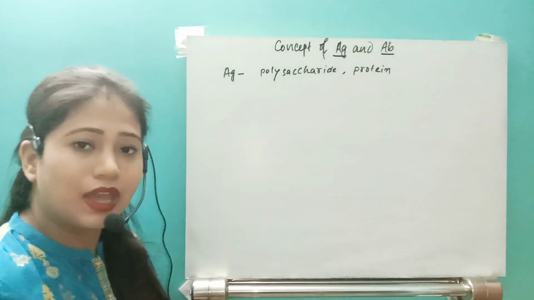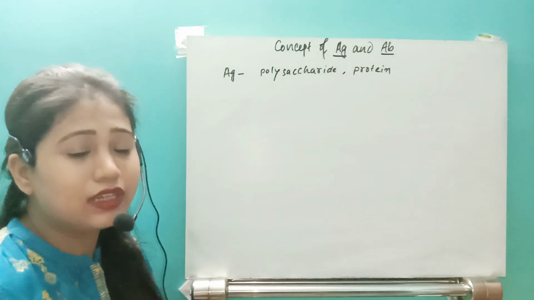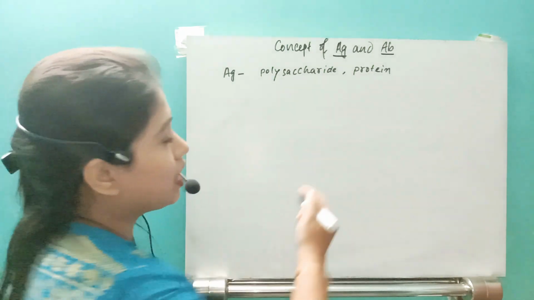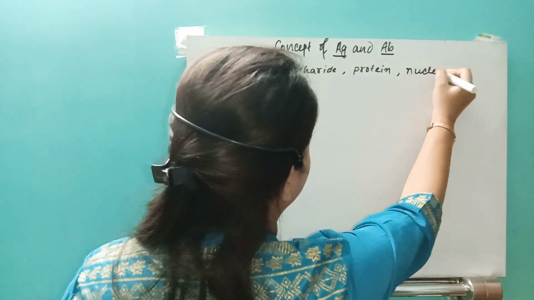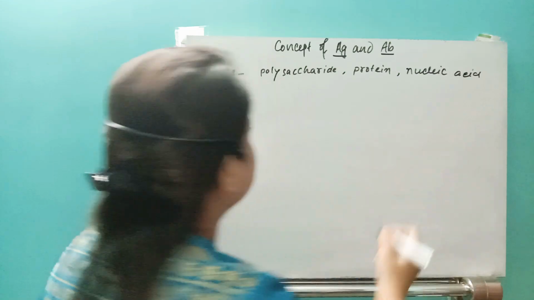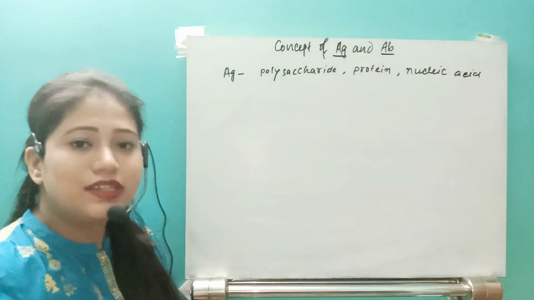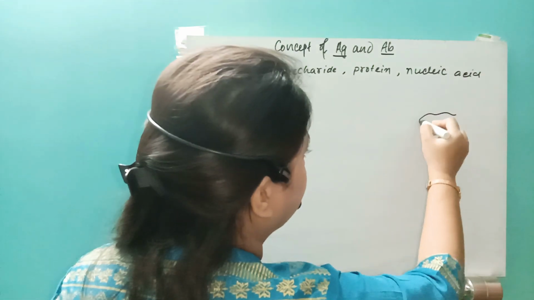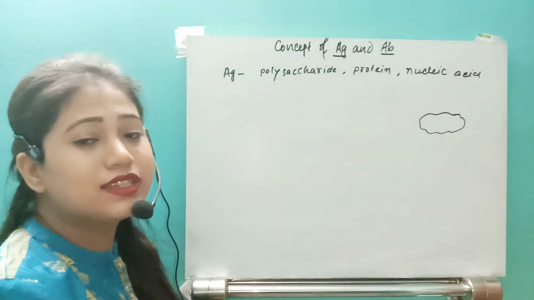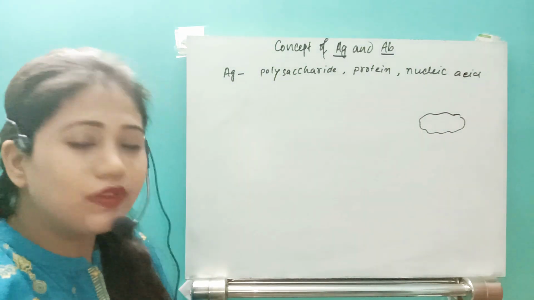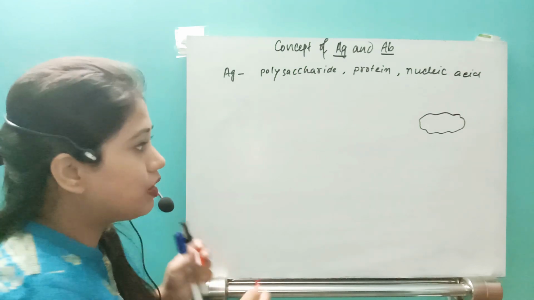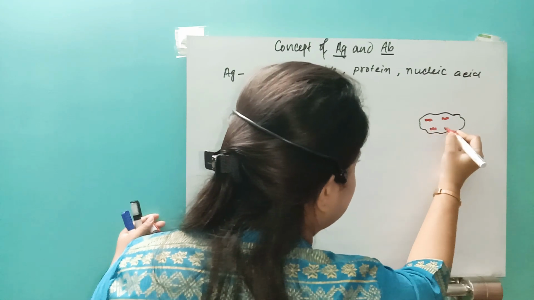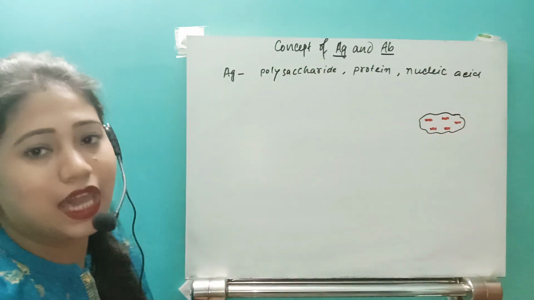So our antigen chemically, that means if you see the composition, it can be a polysaccharide, that means a carbohydrate, it can be a protein, or it can be a nucleic acid. Okay, so that is known as an antigen. So antigen actually is the foreign particle, but suppose this is a microorganism. Okay, so on the surface of the microorganism we will have some region that will be known as antigenic sites. Okay, so these are some sites with which the antibody can attach.